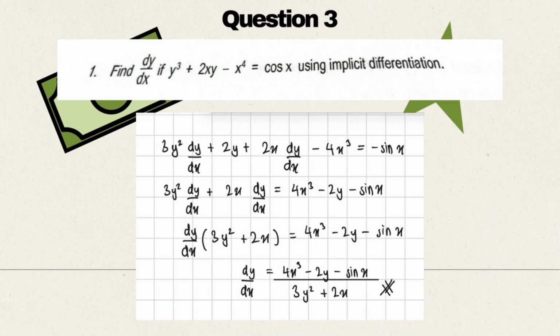So we need to move the dy/dx terms only to the left side, so it will be 3y squared dy/dx plus 2x dy/dx equals 4x cubed minus 2y minus sine x. So we factorize the dy/dx, so it will be dy/dx multiplied by (3y squared plus 2x). Next, move (3y squared plus 2x) to the right side. So it will be dy/dx equals (4x cubed minus 2y minus sine x) over (3y squared plus 2x). That is the final answer for question 3.